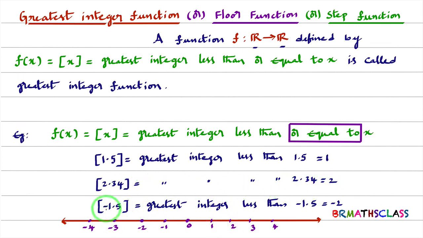Similarly, you observe here step minus 1.5. You mark minus 1.5 on the number line. You identify it is in between what integers? It is in between minus 2 and minus 1. On the left side what number is there? Minus 2 is there. So that is the answer.